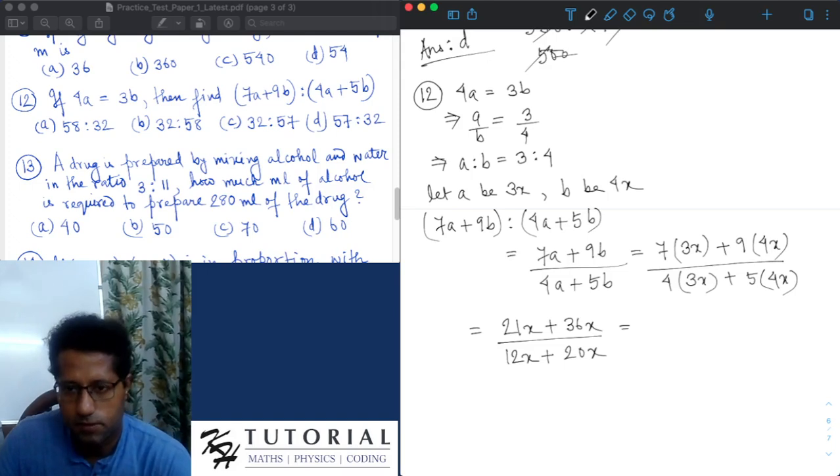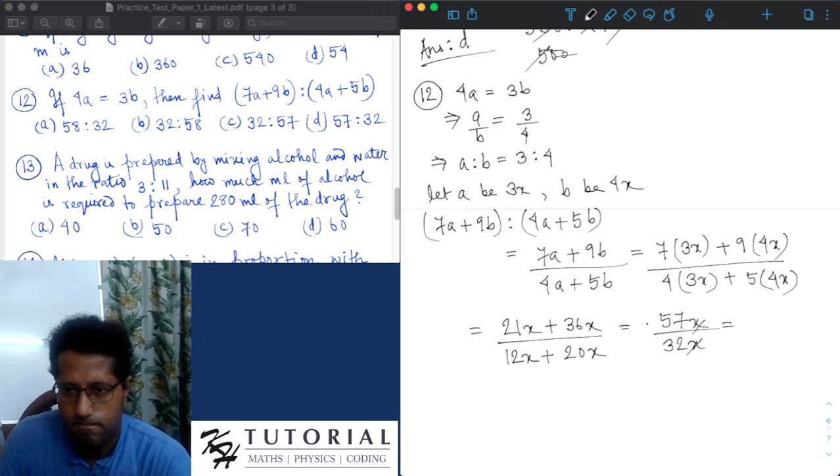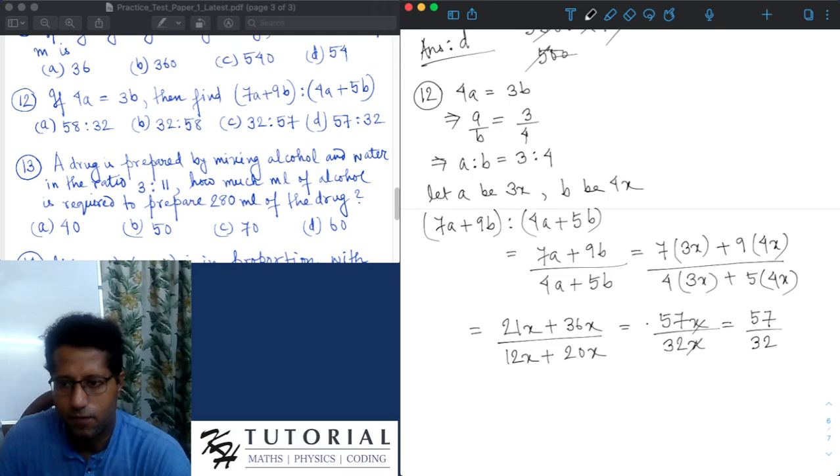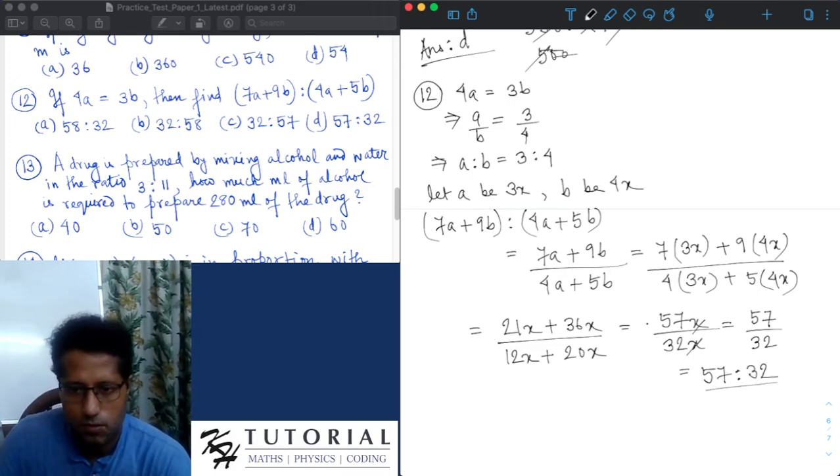Now we can say that this is 57x divided by 32x. Now x cancels out, so this is 57 divided by 32. So definitely the ratio will be 57 is to 32. So the answer is choice D.